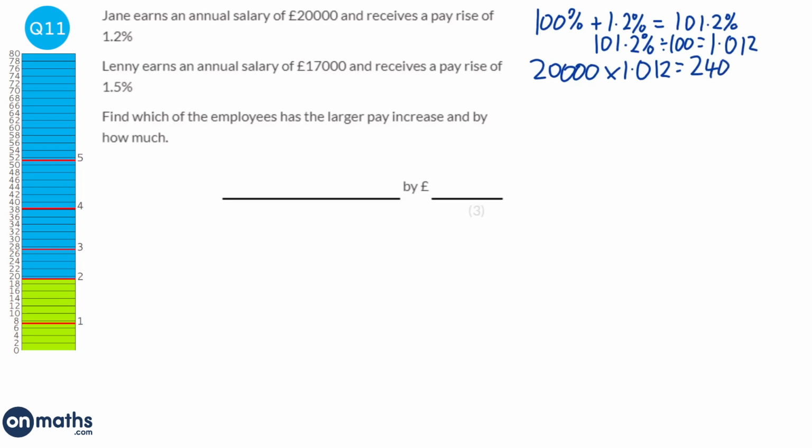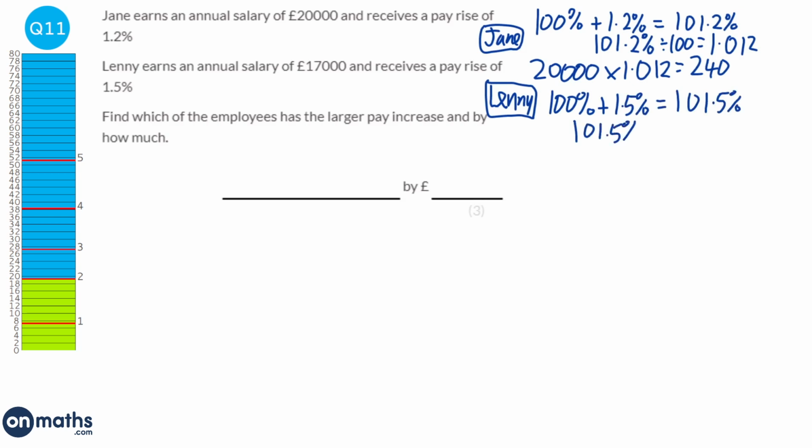Next we do the same for Lenny. So that is Jane, and so let's do Lenny. And so that's 100% plus the 1.5% will be 101.5%. Make that a multiplier, 101.5%. We divide that by 100, which gives us 1.015. And then finally what we do is we get the 17,000 times it by the multiplier. And when we do that we get 17,255.